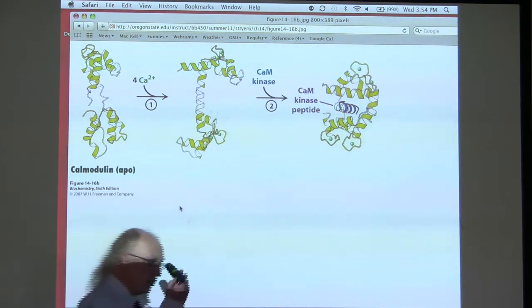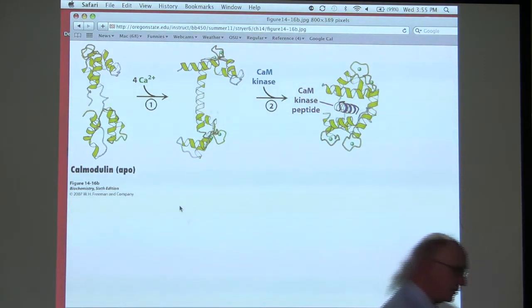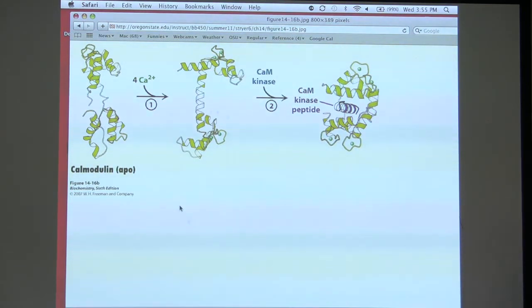Now, we will see that one of the proteins involved in glycogen breakdown responds to calmodulin. There are many, many proteins that respond to calmodulin. And in every case, they're responding to the fact that calmodulin has bound to calcium. Calcium is giving that signal for a process to go forwards.